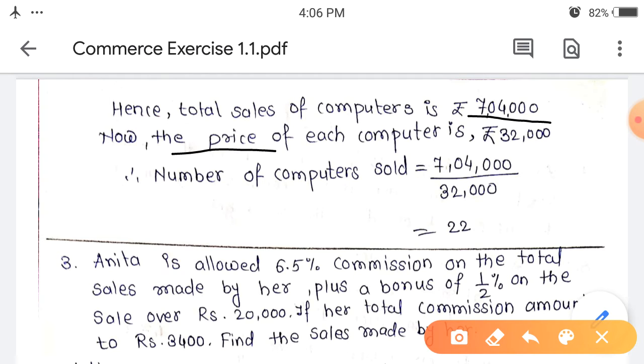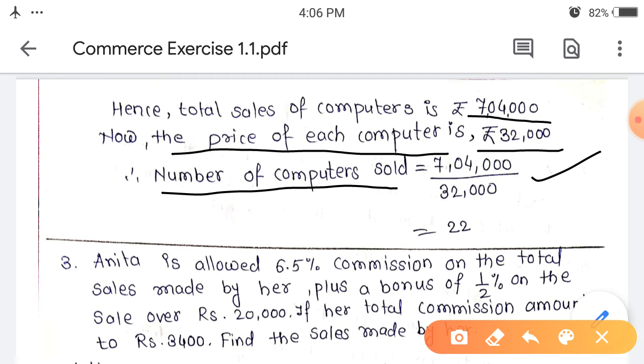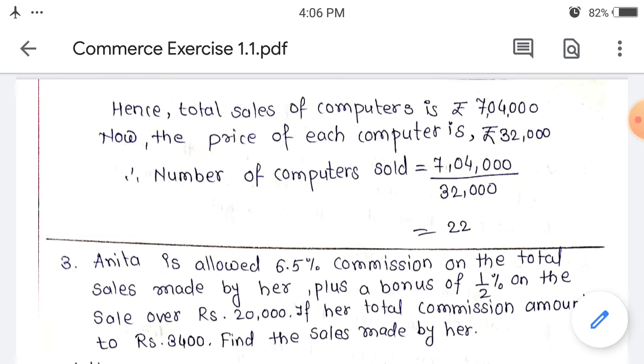Now, the price of each computer is 32,000, which is given to us. So the total number of computers sold is 7,04,000 divided by 32,000. After calculation, how much will we get? 22. So what is the answer? How many computers did she sell? 22 computers. The choice of calculation is yours. Calculate as you like, the answer should come.